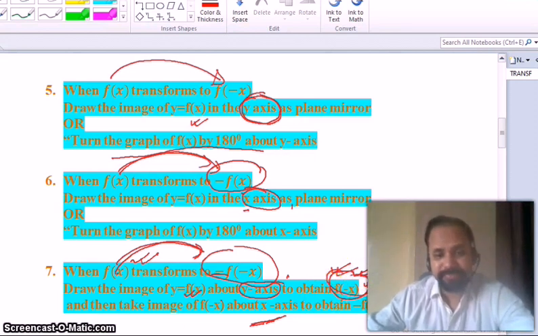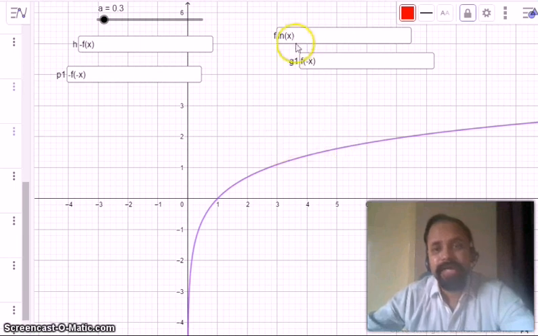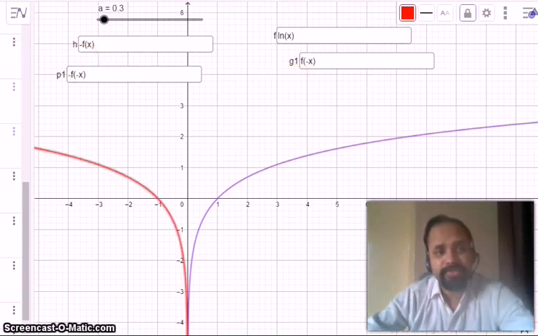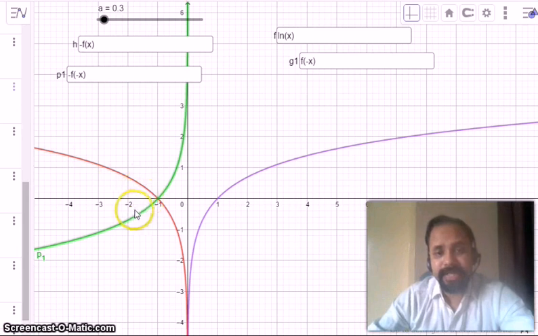Okay, let's see. In the graph we have log x. First, I told you to draw the graph of f of minus x. That means consider the y-axis as a plane mirror. If you draw the graph with the y-axis as a plane mirror, then the graph will be this one. And in the next step, we have to consider the x-axis as a plane mirror and draw the graph of f of minus x. If you draw this one, then it will look like this. Considering the x-axis as a plane mirror, this graph will be like this.